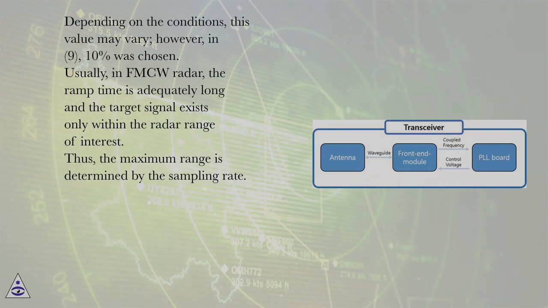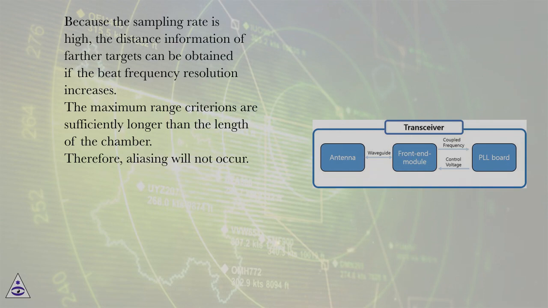Depending on the conditions, this value may vary; however, in this case 9-10% was chosen. Usually, in FMCW radar, the ramp time is adequately long and the target signal exists only within the radar range of interest. Thus, the maximum range is determined by the sampling rate. Because the sampling rate is high, the distance information of farther targets can be obtained if the beat frequency resolution increases. The maximum range criteria are sufficiently longer than the length of the chamber. Therefore, aliasing will not occur.